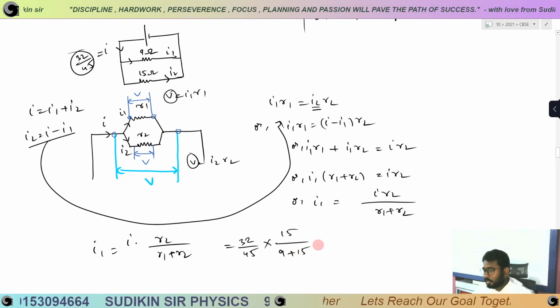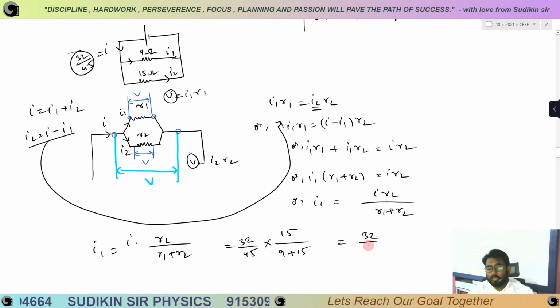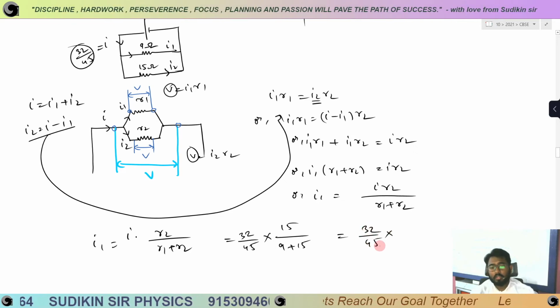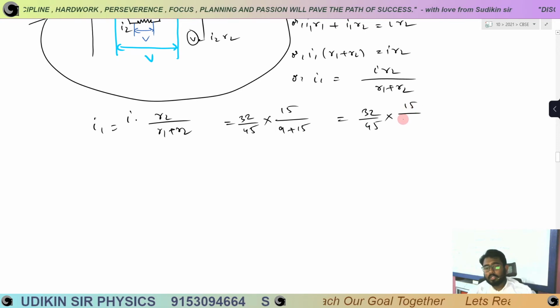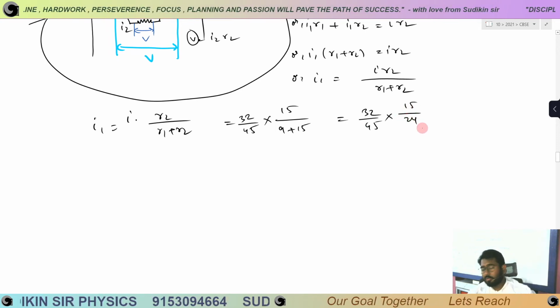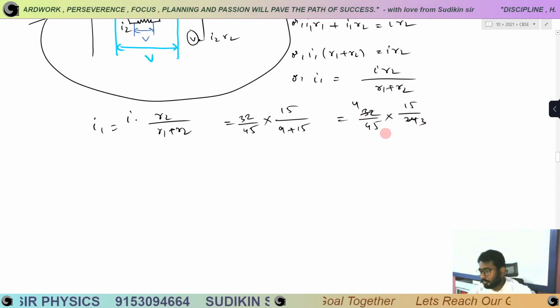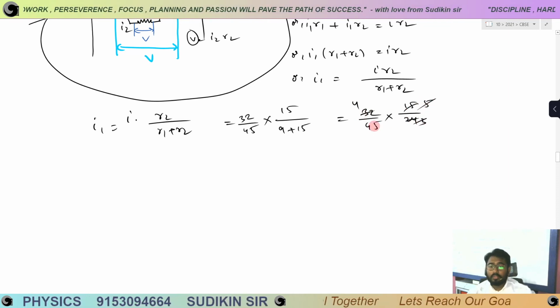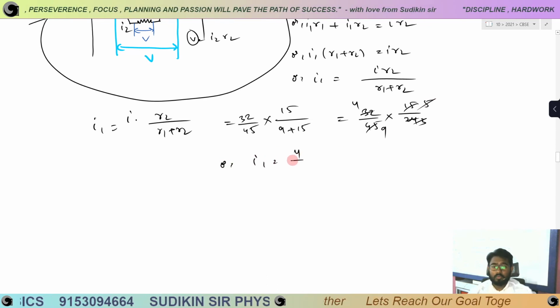Are we clear? Okay, so what are we getting? 32 by 45 times 15 by 9 plus 15, and 9 plus 15 is 24. 8 4s are 32, 8 3s are 24, right? 3 5s are 15, 5 9s are 45. Or can I say I1 equals 4 by 9 ampere?